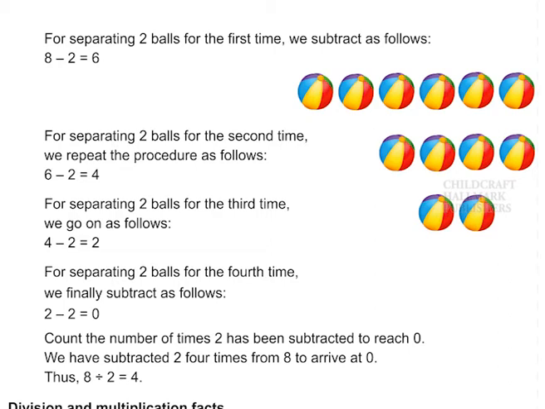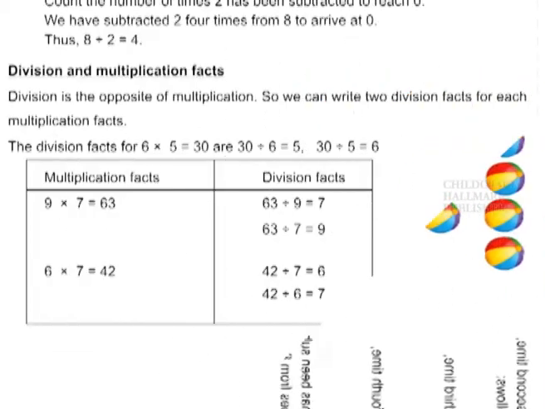4 minus 2 is equal to 2. For separating 2 balls for the fourth time, we finally subtract as follows. 2 minus 2 is equal to 0. Count the number of times 2 has been subtracted to reach 0. We have subtracted 2, 4 times from 8 to arrive at 0. Thus, 8 divided by 2 is equal to 4.